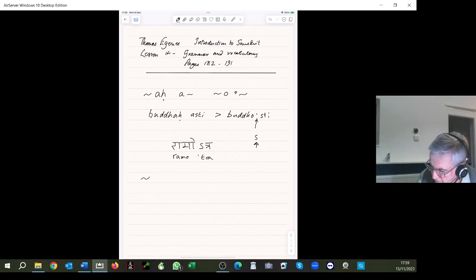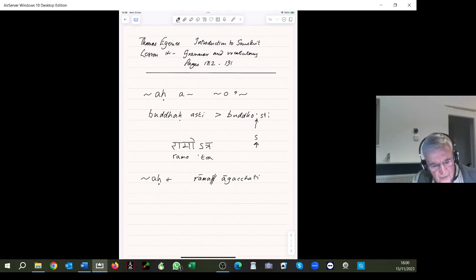Now, any word ending in a short a plus any other vowel apart from a short a, the rule is very simple. All that happens is the visarga drops. So Rama agacchati, Rama is coming. So it's the second word begins with a vowel other than a short a. All that happens, visarga drops. There you are. That's the rule. And it leaves a vowel hiatus, Rama agacchati.